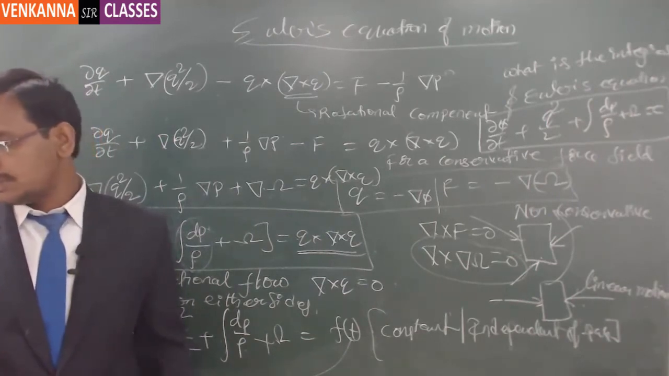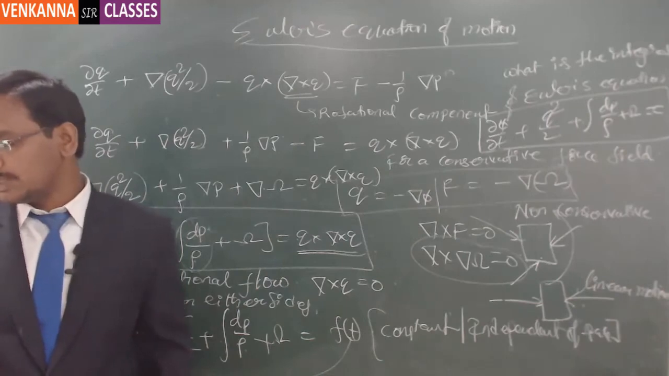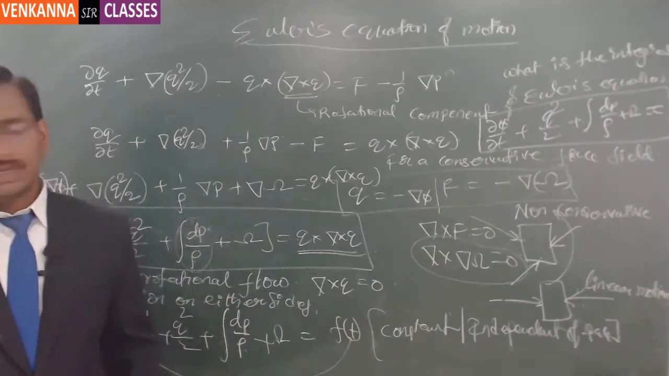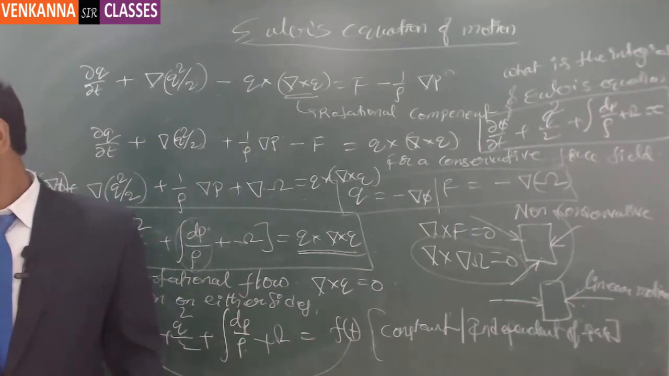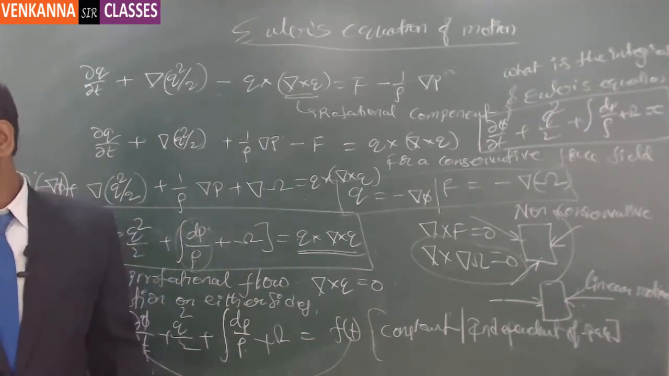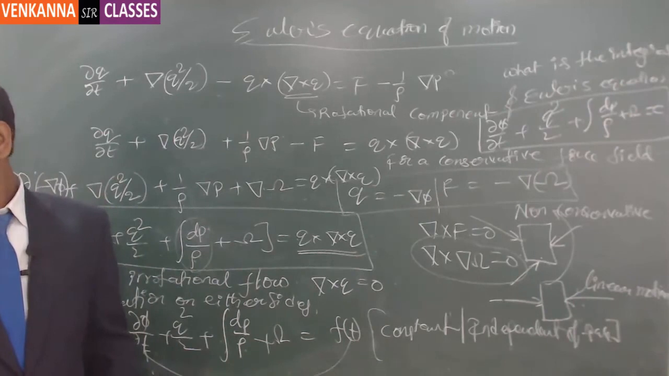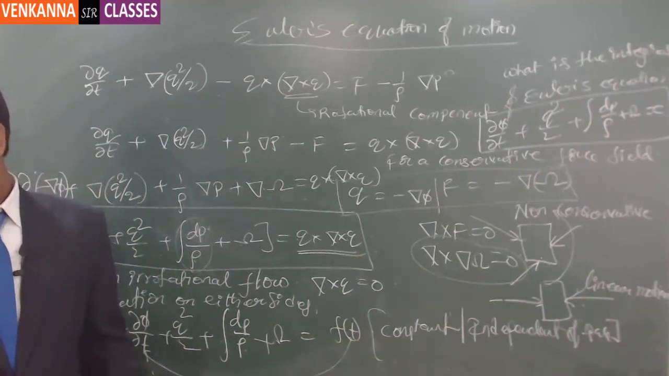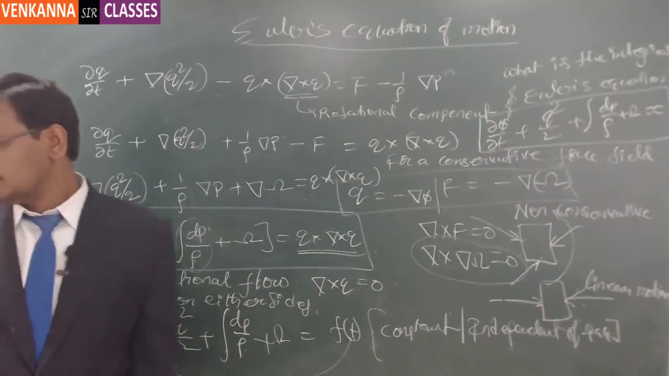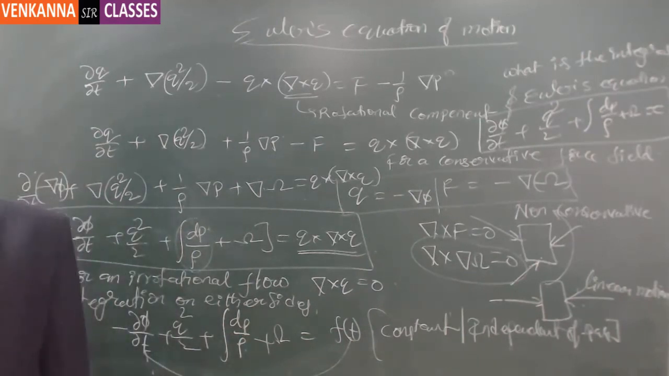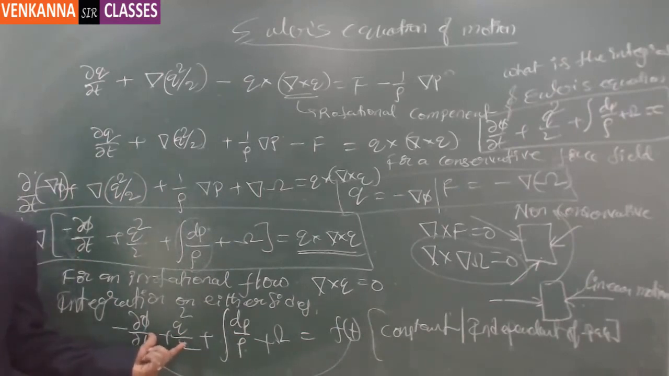Any questions on this? This was asked once by UPSC: what is the integral of Euler's equation? Any questions on this? But this is purely vector calculus simplification. This step you understood, Liju? F of t is independent of x, y, z.